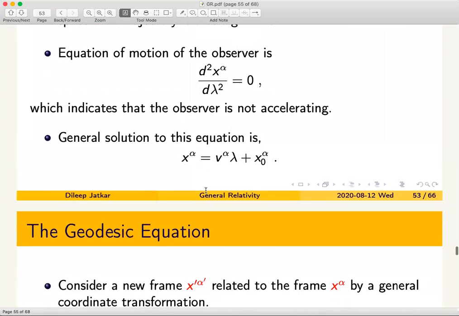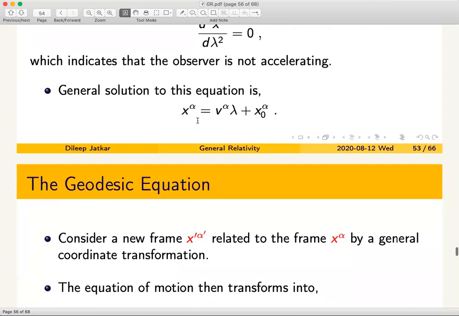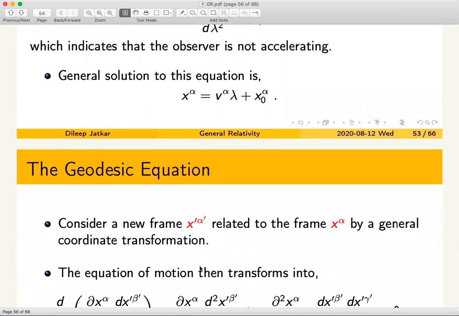So what we want to do is consider a new frame, which we call x'^α', which is related to x^α by a general coordinate transformation. Now remember, when I say general coordinate transformation, I mean that it is a map from x^α variables to x'^α' variables, which is an arbitrary function. The only condition that we are going to impose on that arbitrary function is that this map is invertible.